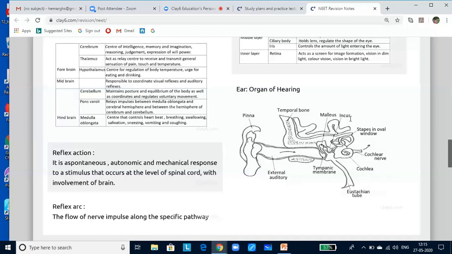That is why sometimes when there is a disturbance in the ear, you feel a little dizzy, because of the inner ear there is an imbalance.